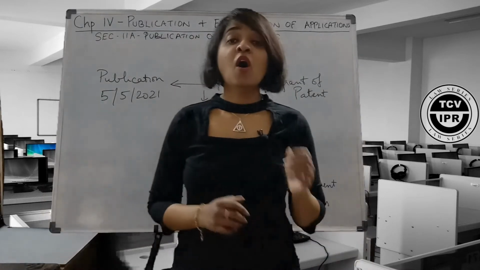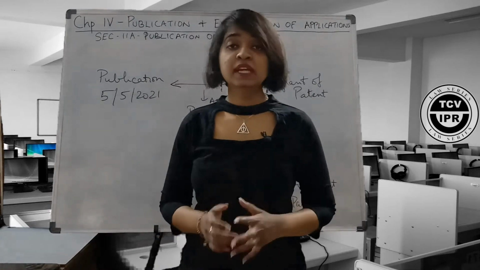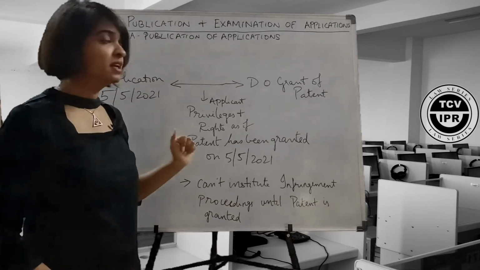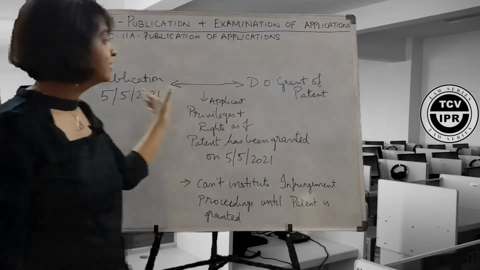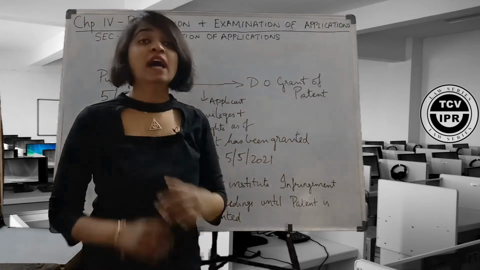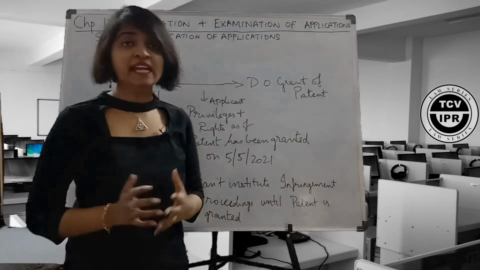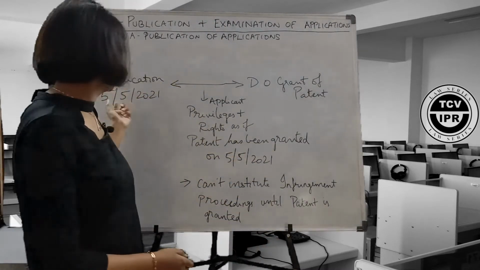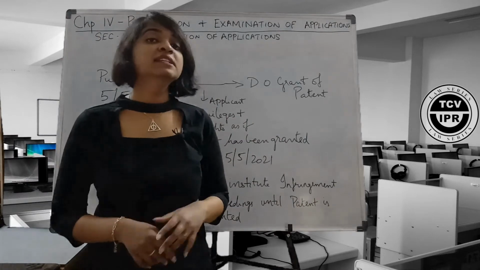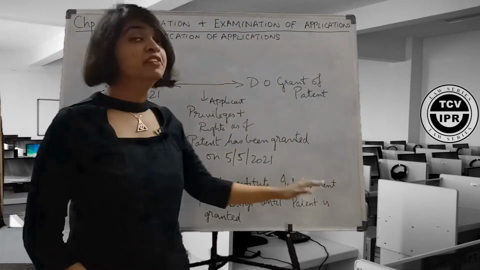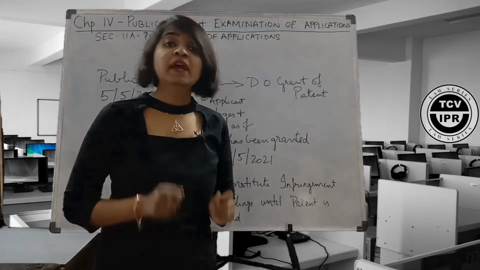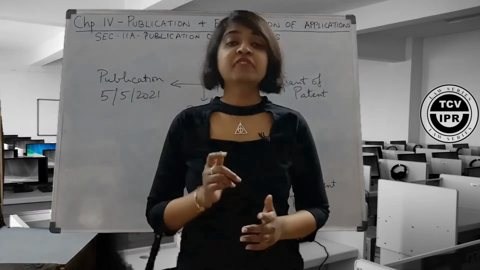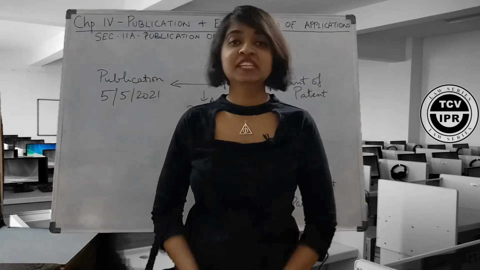Now on and from the date the application is published, let's say it is published on 5/5/2021, from this particular day till the date of grant of patent, the applicant will have all the rights and privileges as if the patent had been granted on 5/5/2021 itself, whereas he cannot institute any infringement proceedings until the patent has been granted to him. So he will have all rights except the right to institute infringement proceedings.